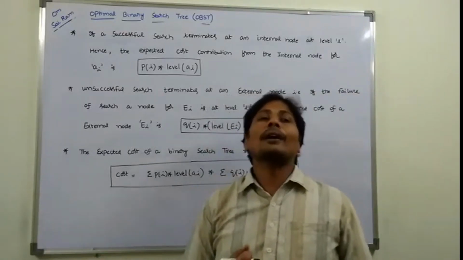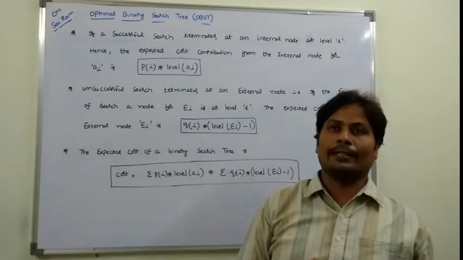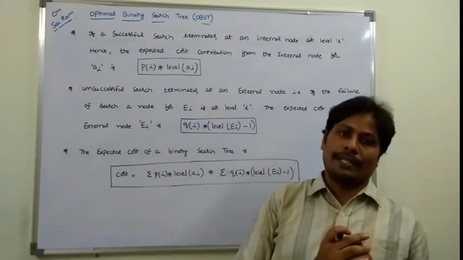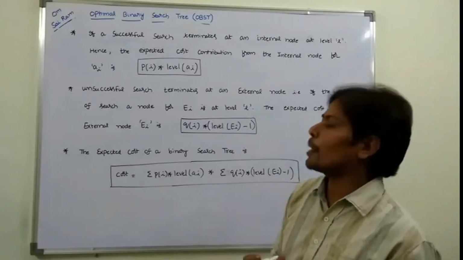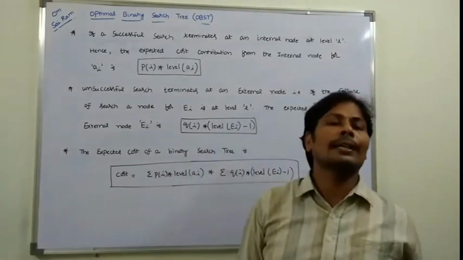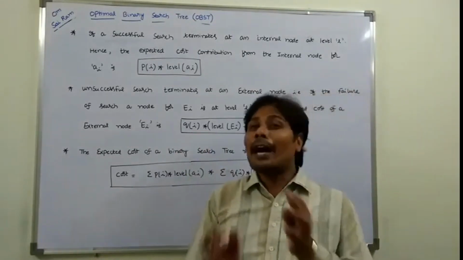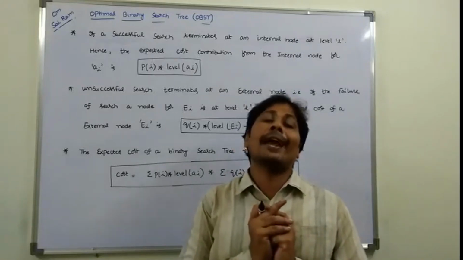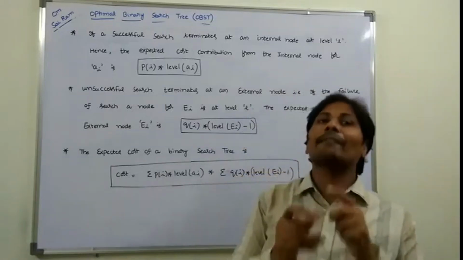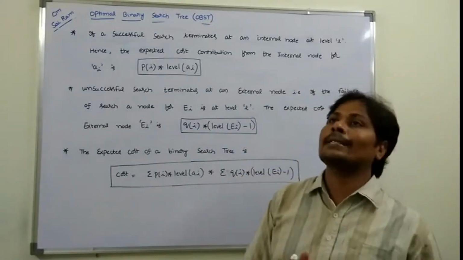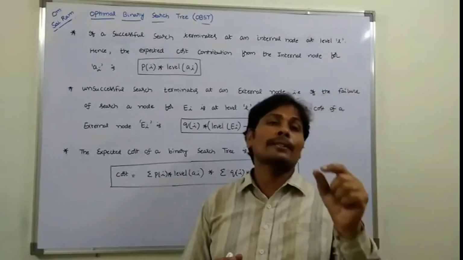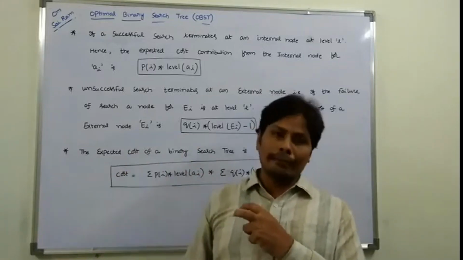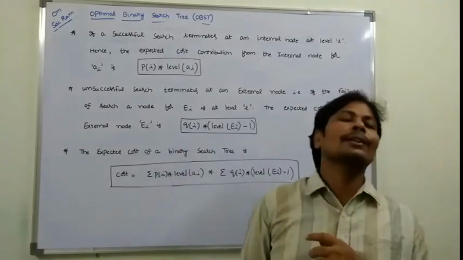Next, what is the cost contribution for the external node? External node is nothing but unsuccessful search for an identifier, that is, failure to search for an identifier in the binary search tree. So what is the probability? That probability is the unsuccessful probability, denoted as Q of I. The unsuccessful search terminates at an external node. So what is the level of that external node? Unsuccessful search always starts with 0. So the level of the external node minus 1 is multiplied with Q of I.